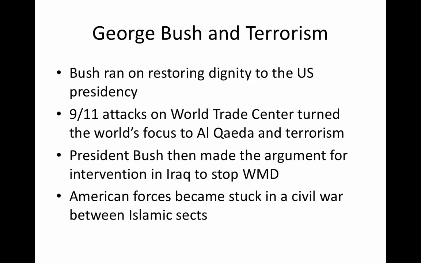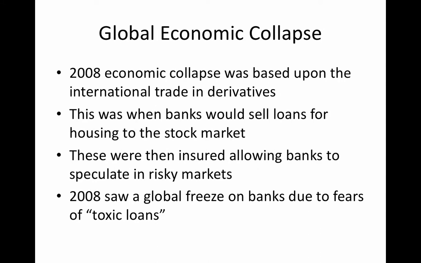And one of the classic examples of that was when he intervened in Iraq in order to stop what he claimed was Iraq's attempt to build up WMD, or weapons of mass destruction. Of course, now we know there were no weapons of mass destruction in Iraq, and right after this, American forces became stuck basically in a civil war between the two Islamic sects that were in Iraq, the Sunni minority and the Shiite majority.